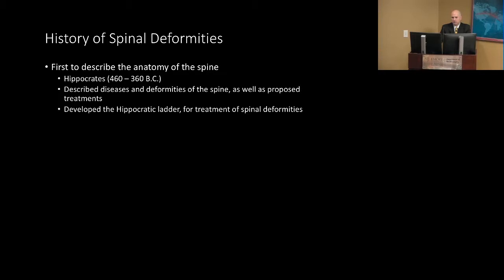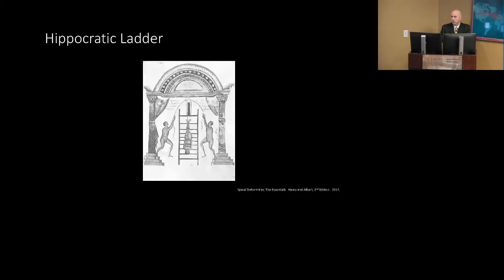Later, Hippocrates was the first to describe the anatomy of the spine, and specifically described different diseases and deformities as well as proposed treatments, and developed something called the Hippocratic Ladder, which I assume only comes after the Hippocratic Oath, for treatment of spinal deformities. And here it is. It was a rigid ladder to which someone would be affixed and eventually pulled from their feet, using gravity pulling in one direction and brute force in the other.